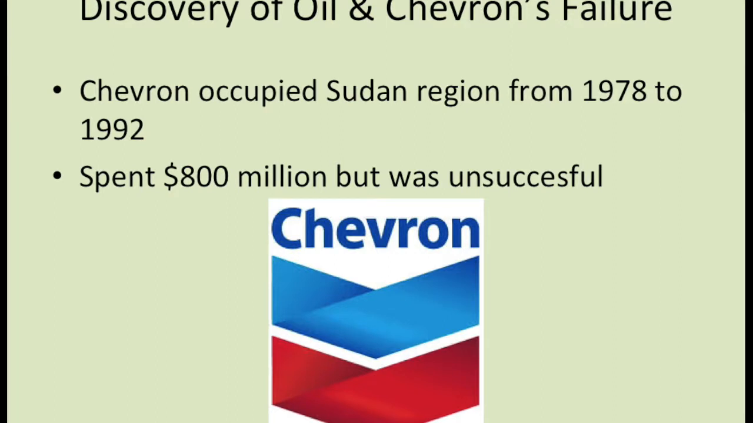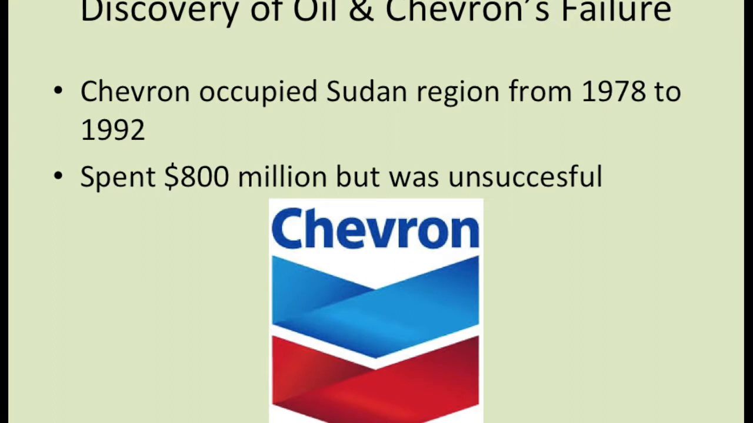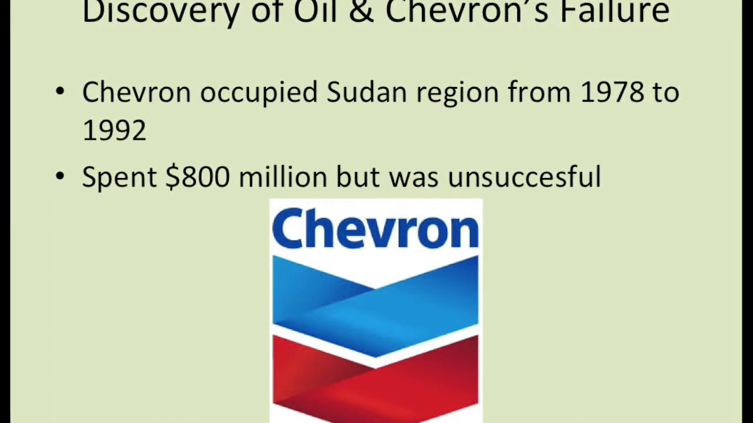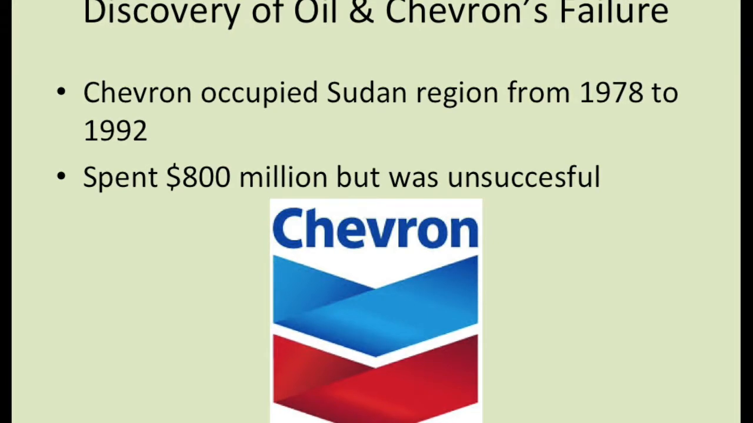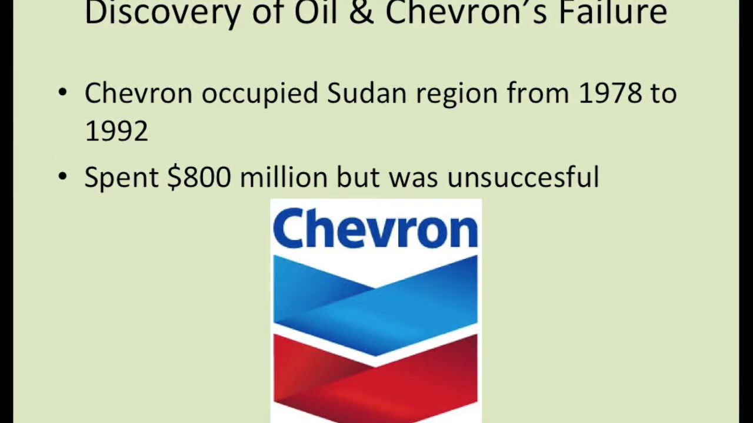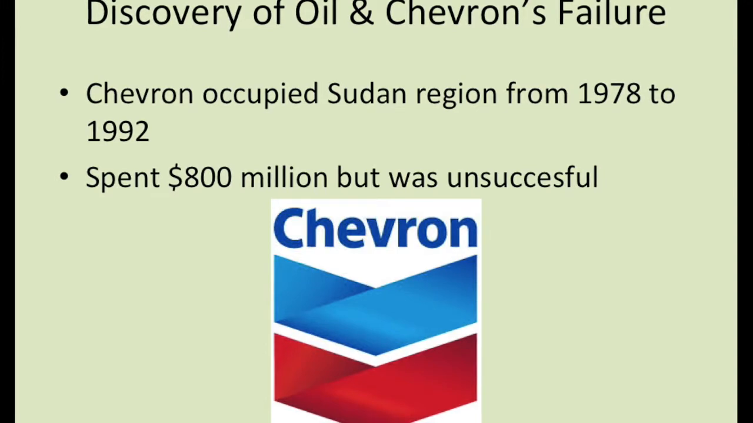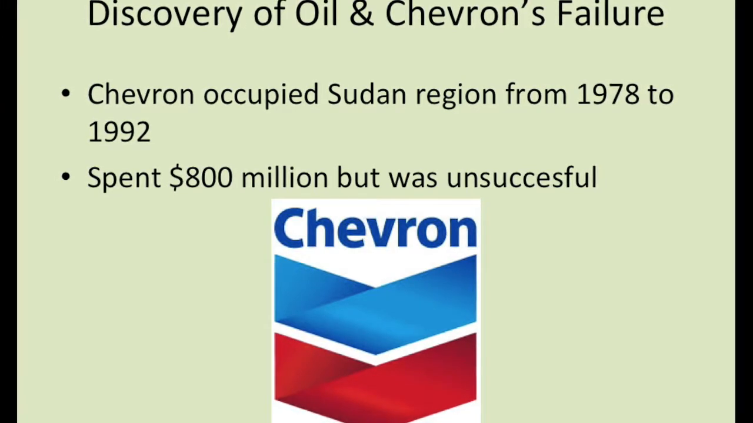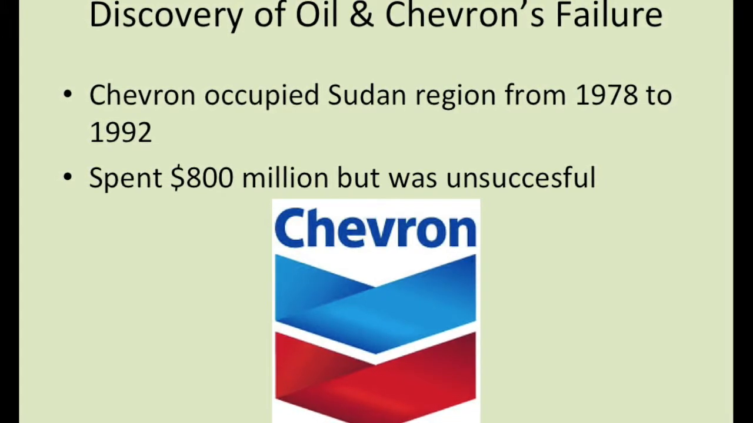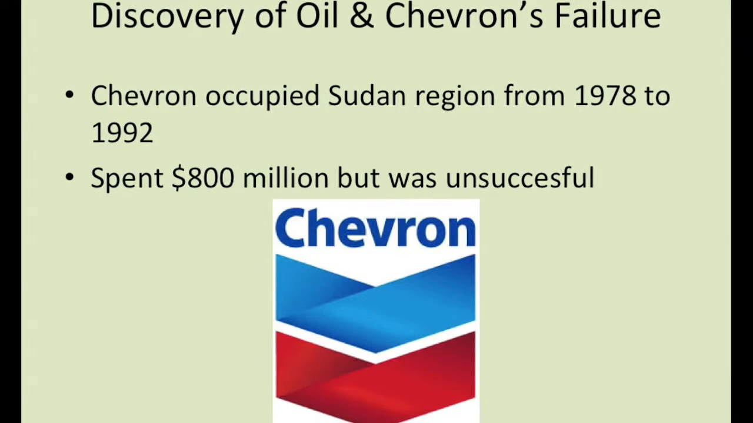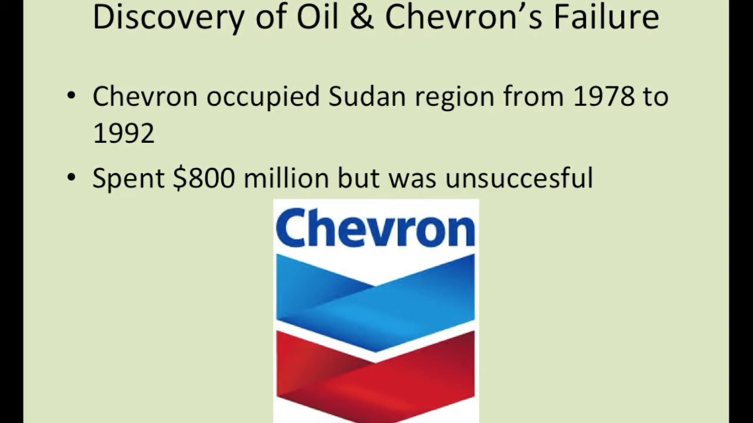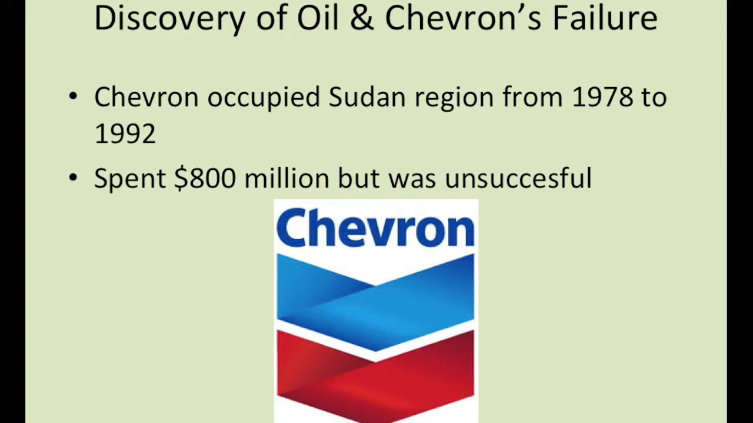The first attempt to discover oil in Sudan actually occurred in 1954 when an Italian company went to the region to search for oil but was unsuccessful. Chevron invaded the area in 1978 and actually discovered oil in the Abu Jabar area. Chevron stayed in Sudan from 1978 to 1992 and spent $800 million on digging wells, but was essentially unsuccessful in gathering any oil from the region.